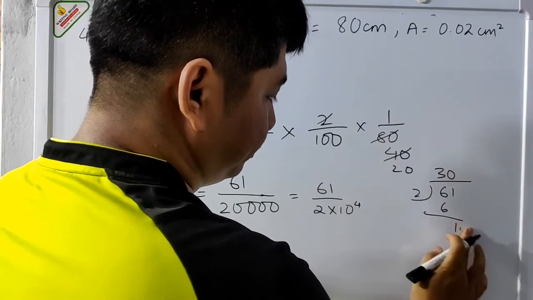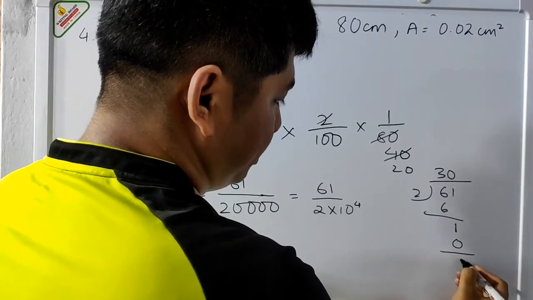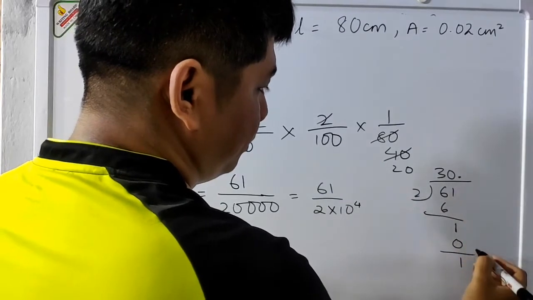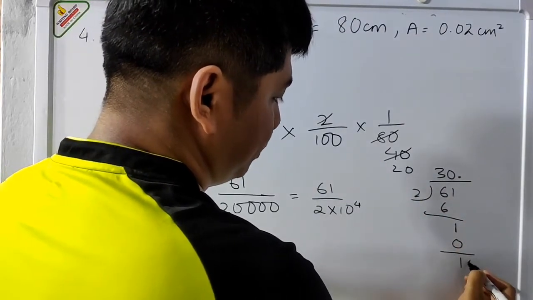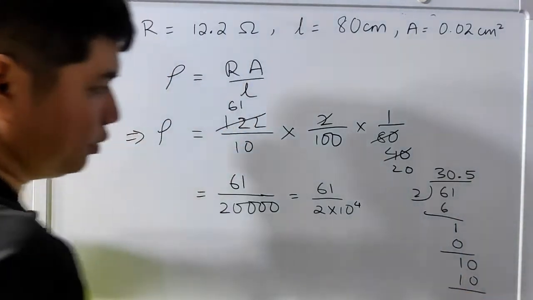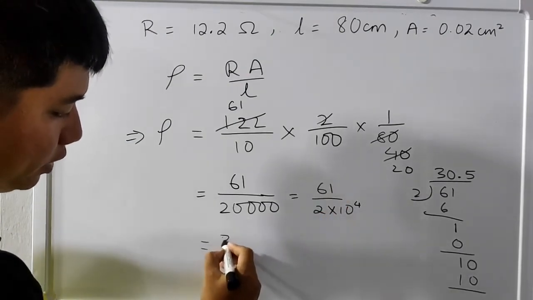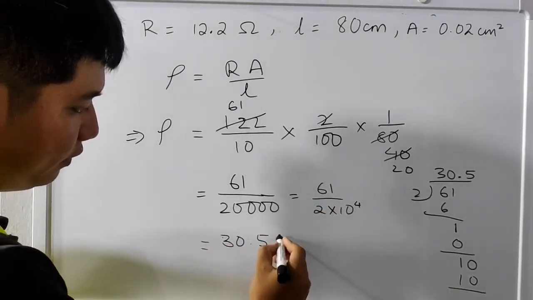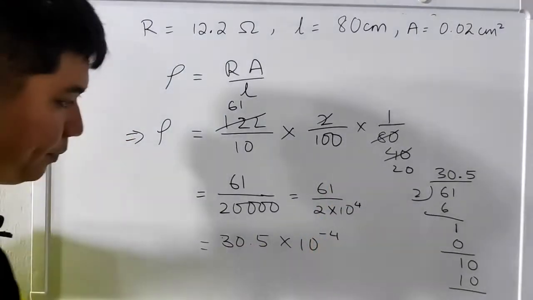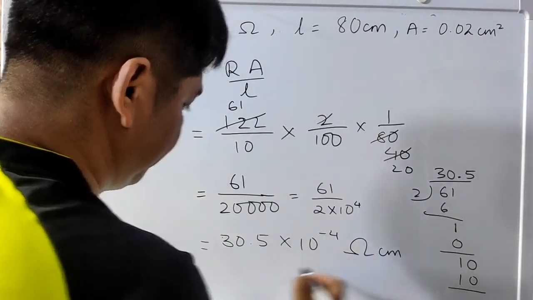Then 1 minus 0 is 1. We can put point here. 2. Then put 0. 2 5s are 10. It is 30.5. 61 by 2 is 30.5 into 10 power. If we take it up, it becomes minus 4. The unit is ohm centimeter.